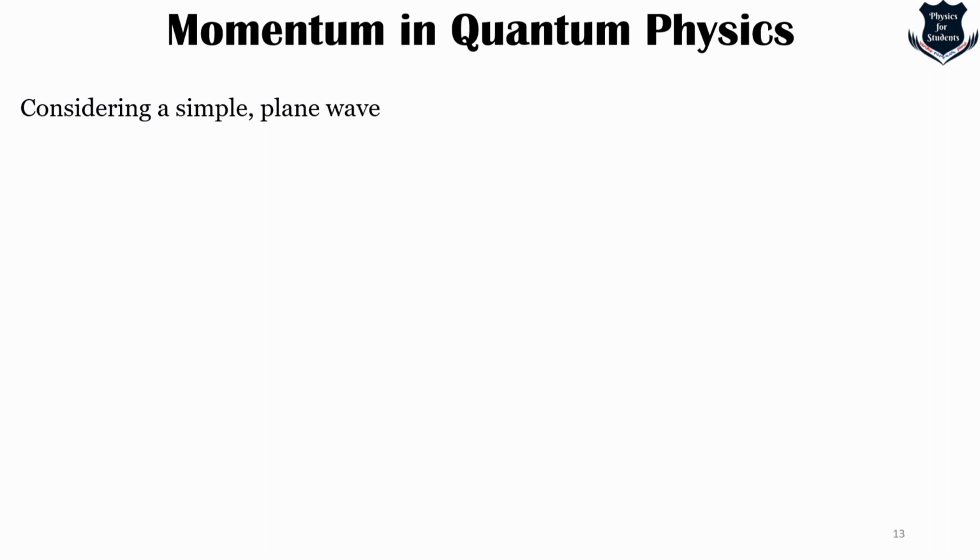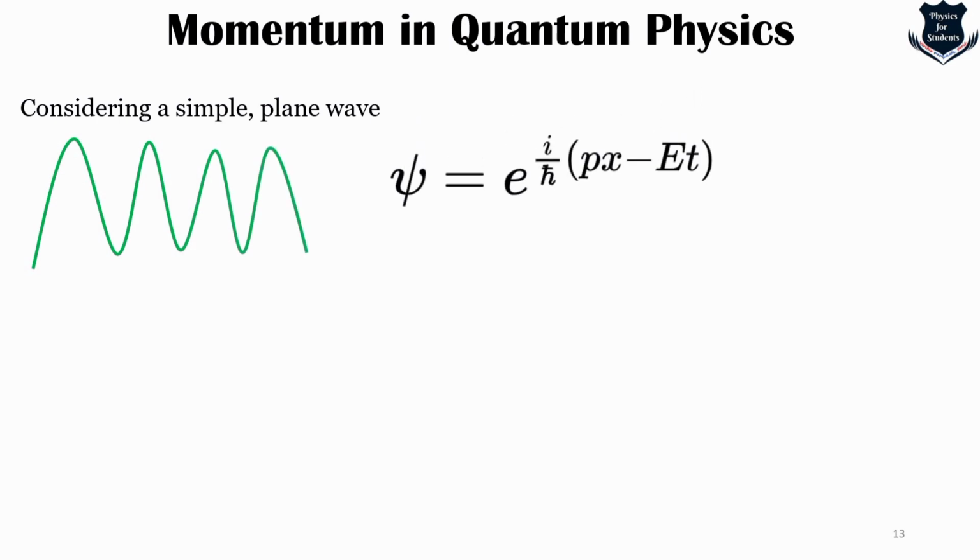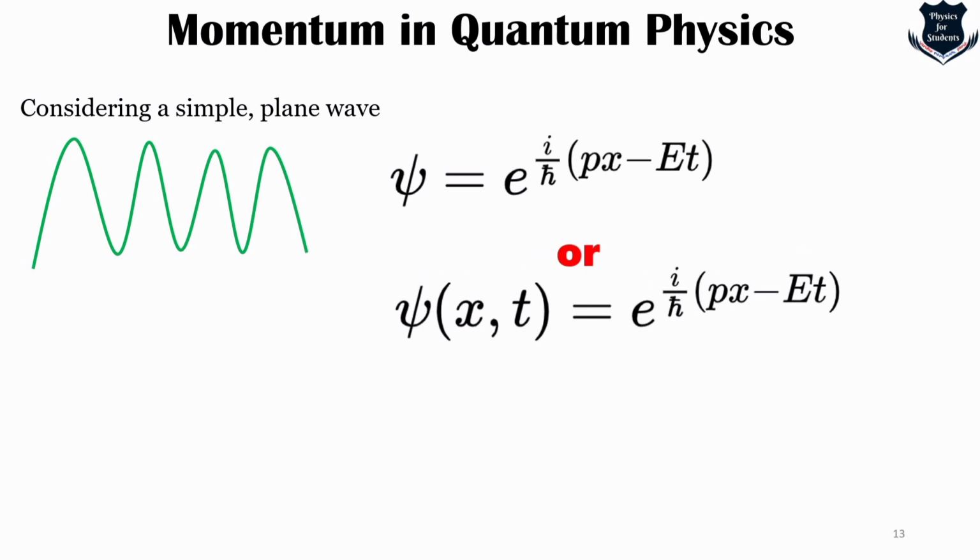Okay, so in order to explain what this i is all about, I would consider a simple plane wave. I will take the wave function, or I would say the exponential, the simple wave equation which we have got. For simplicity I have taken it in one dimension, so you can take x as position and t as time.